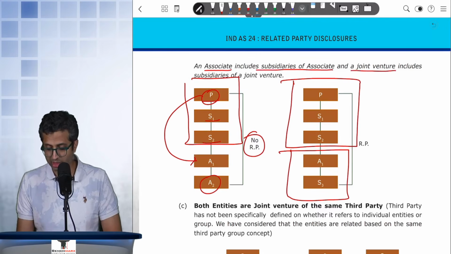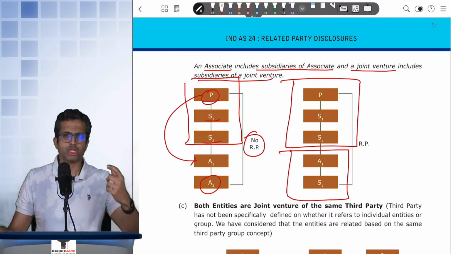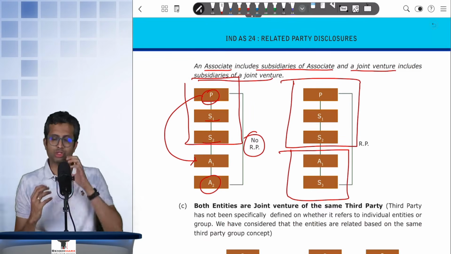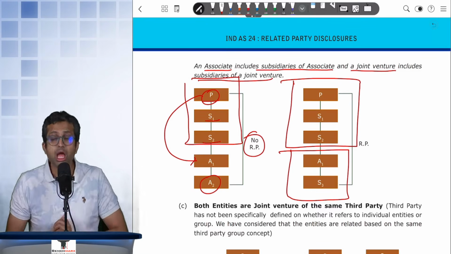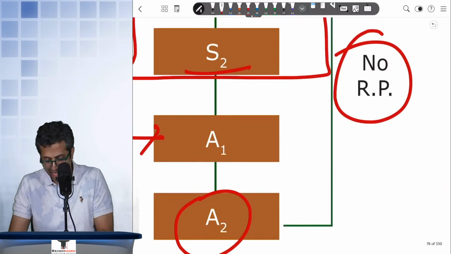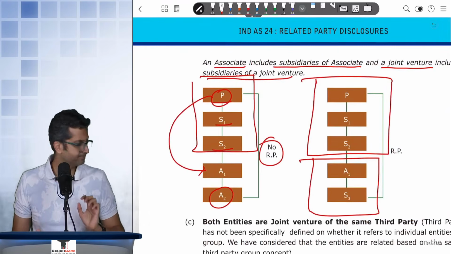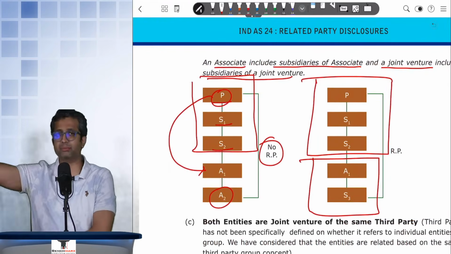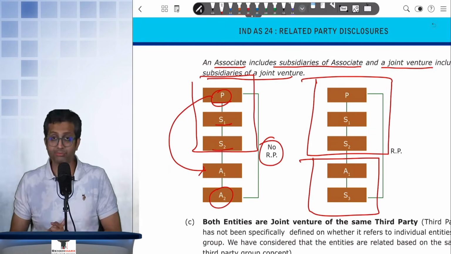A joint venture includes subsidiaries of a joint venture. So when I look at an associate being related, its subsidiaries will also be related because the associate and its subsidiaries are one and the same. But the associate and its associate are not one and the same. Like when you will study consolidation, you will say, let us say P Limited and its subsidiaries, they are treated as one and the same.